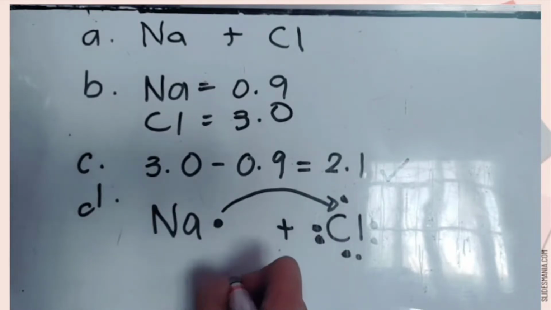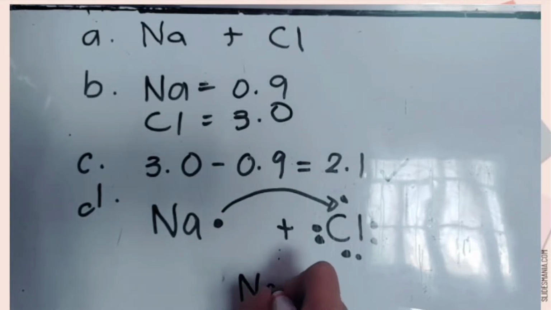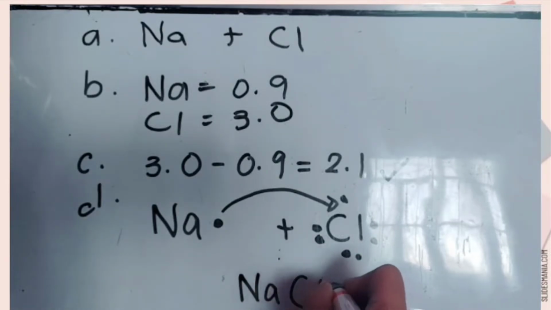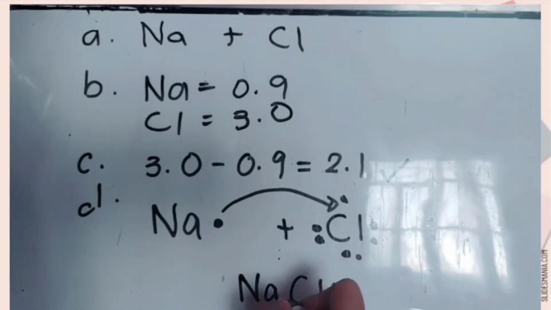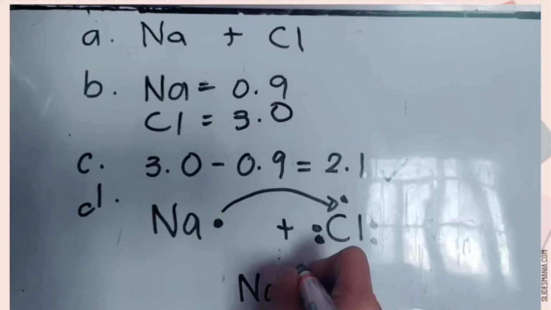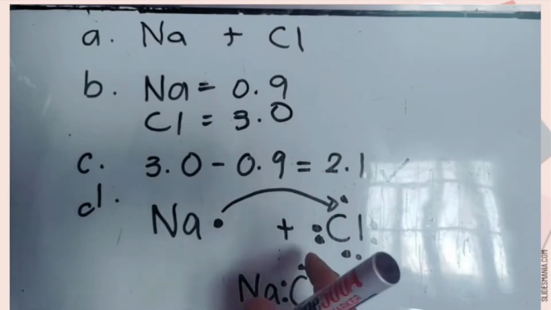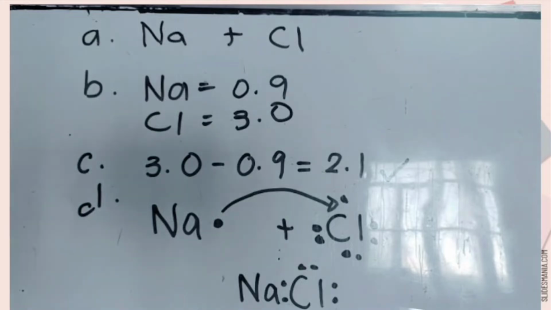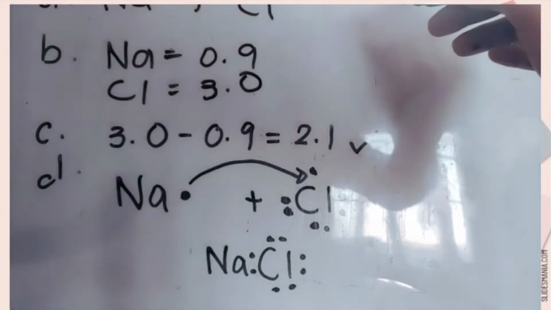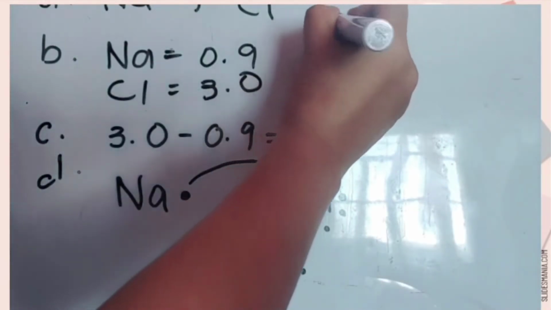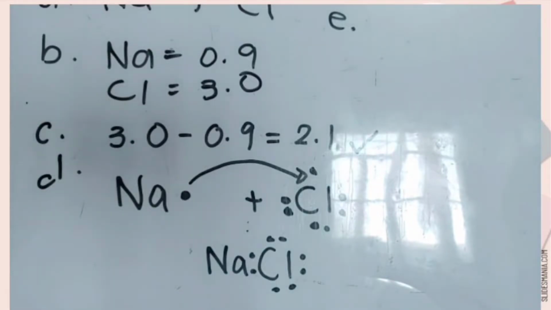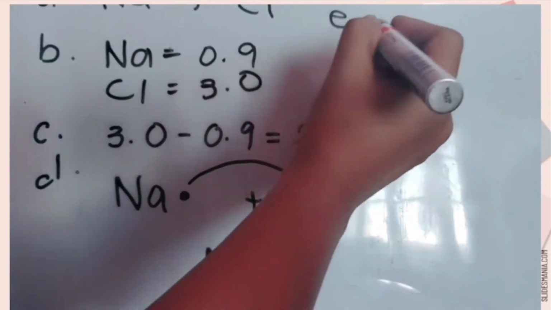Then, you can see that they now have 8 valence electrons. Next, indicate the formation of cation and anion.